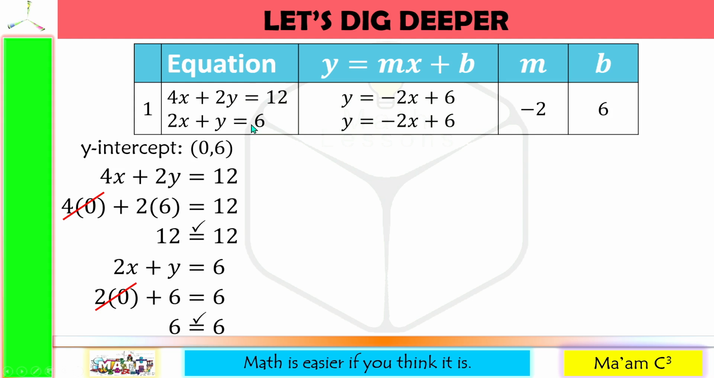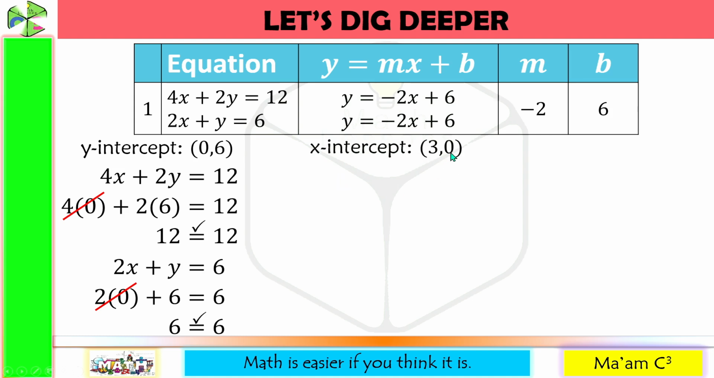Now, let me try the x-intercept. To solve for the x-intercept, I'm going to set y equal to 0. Move 2x on this side, so 2x is equal to 6, and divide both sides by 2. So x is equal to 3. The x-intercept would be (3, 0).